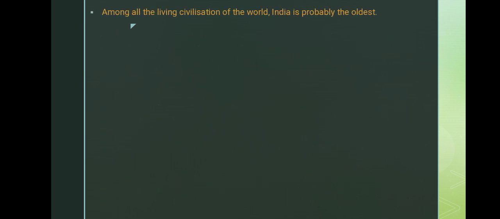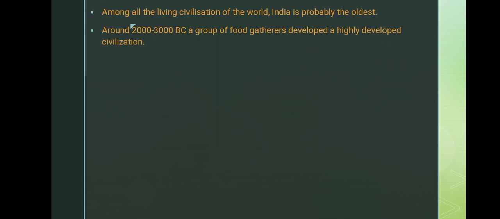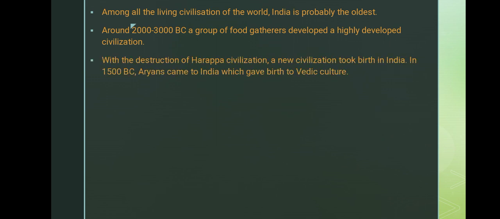Among all the living civilizations of the world, India is probably the oldest. Around 2000 to 3000 BC, a group of food gatherers developed a highly developed civilization near the Indus River. With the destruction of the Harappa civilization, a new civilization took birth in India. In 1500 BC, Aryans came to India, which gave birth to Vedic culture.